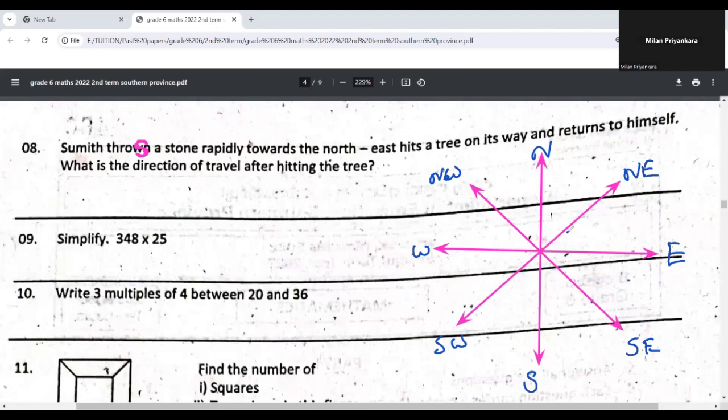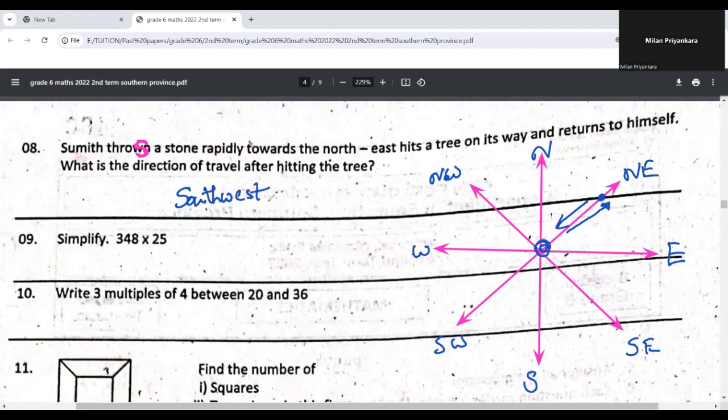Northeast means it goes all the way here. Now here is the Sumit, right? It goes to the northeast and hits a tree on its way, maybe a tree here, and it hits the tree and comes back to him. And then this stone comes to Sumit back, right? So what is the direction of travel after hitting the tree? After hitting the tree, it travels to southwest. Your answer should be southwest.